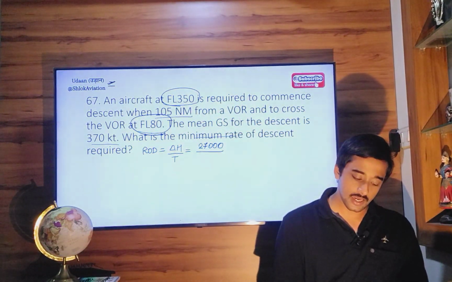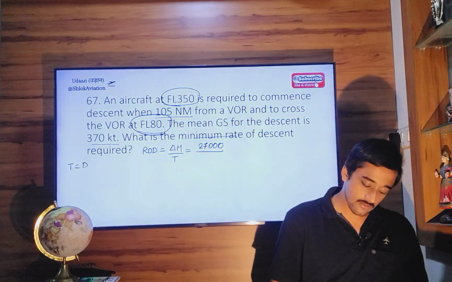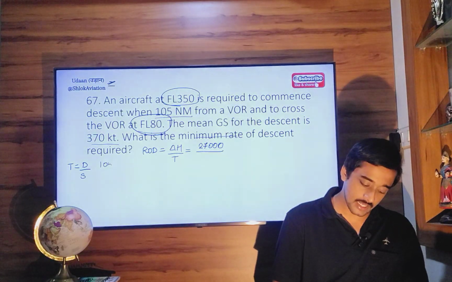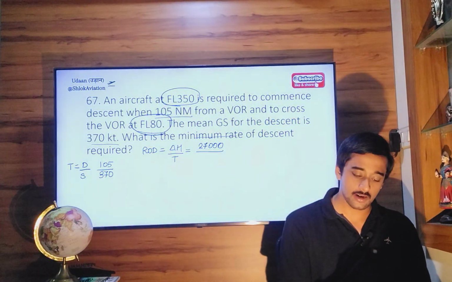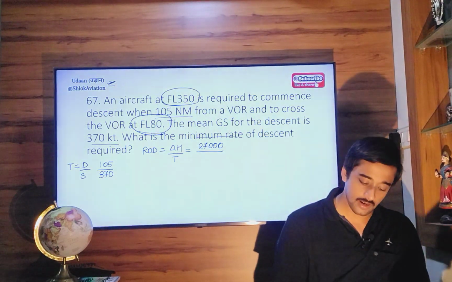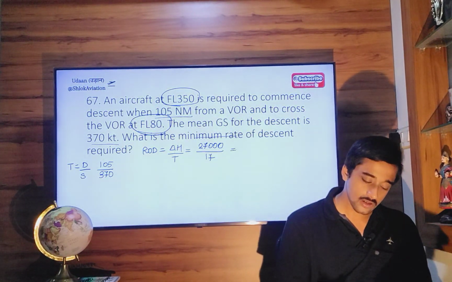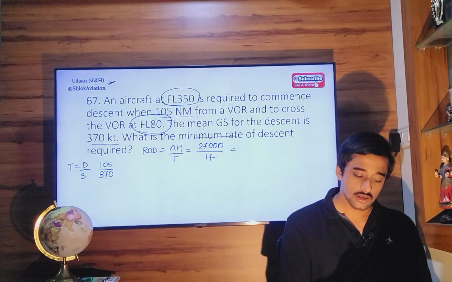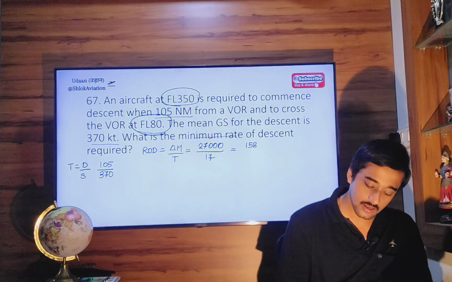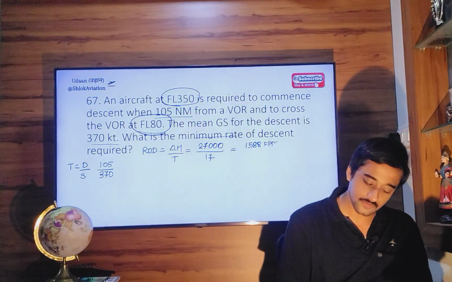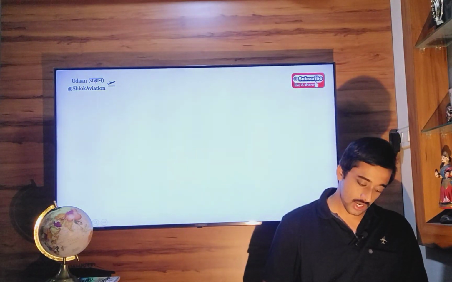Now, time taken is distance divided by speed. So, 105 miles divided by 370 knots. 105 divided by 370 is equal to 17 minutes. So, 27,000 divided by 17 is 1588 feet per minute. So, this is your answer.